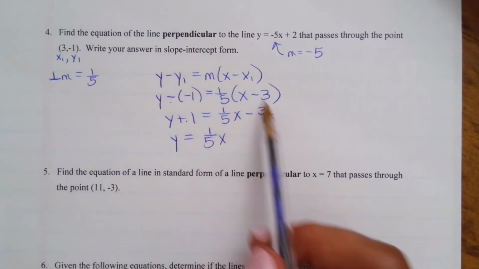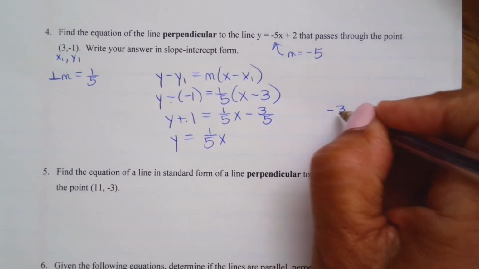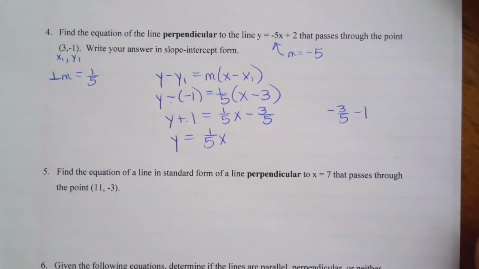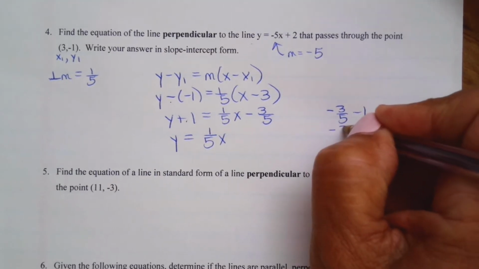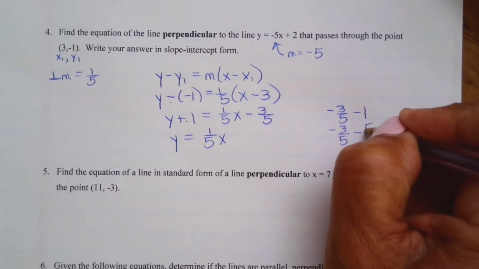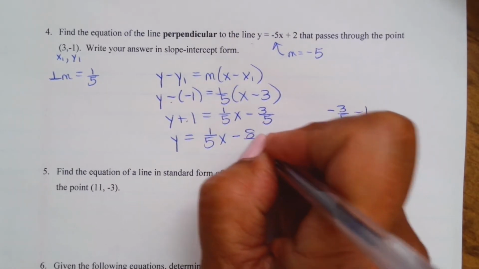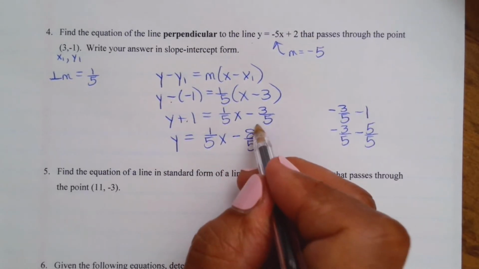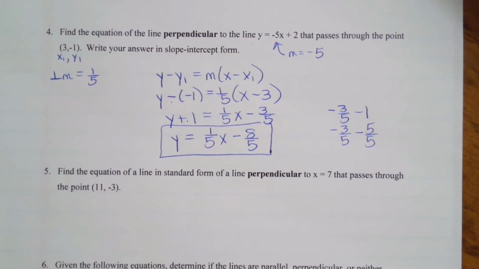Now I'm going to subtract 1 from negative 3/5. Again, I'm going to do it over here. Negative 3/5 minus 1. You can do that in your calculator or get a common denominator. So negative 3/5 minus 5/5. 5/5 is 1, so that would give you negative 8/5. Okay, so that is slope-intercept form. I don't have to put it in standard form. So that would be my answer.